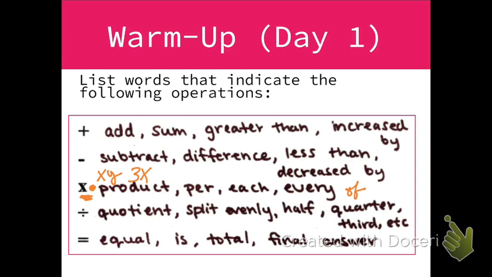The next one is your division sign, which is a quotient, split evenly, half, quarter, third. Don't forget that a fraction is another way to write a quotient. So if you see something like x over 4, that's x divided by 4. And your last one is your equal sign. You might say equal. If you see is, this is something. Is means equal. Finding a total is where you'll also see an equal sign. So this is just a couple possibilities. You may have come up with others as well.